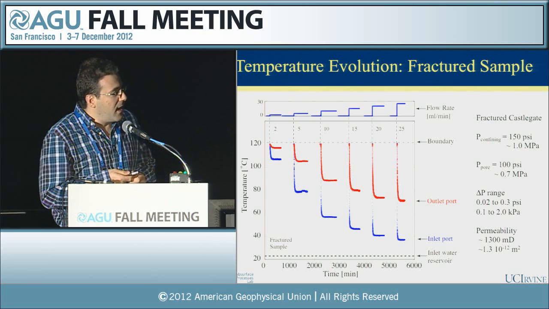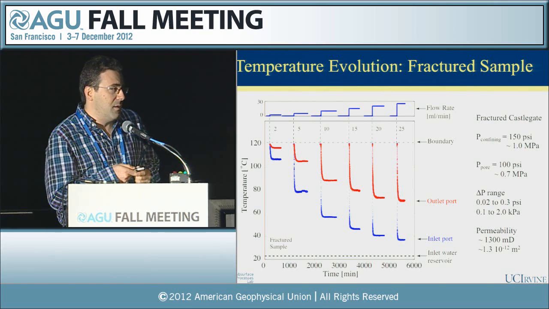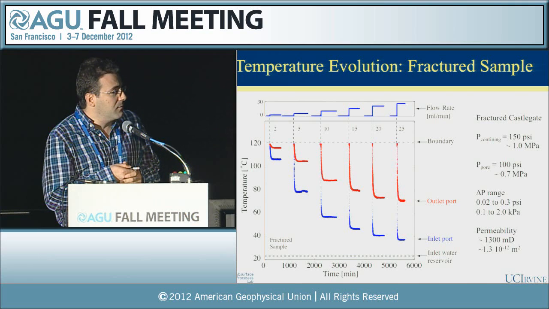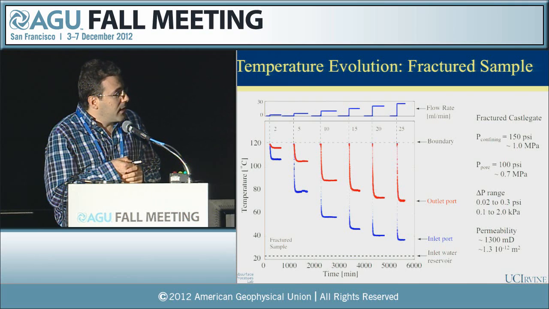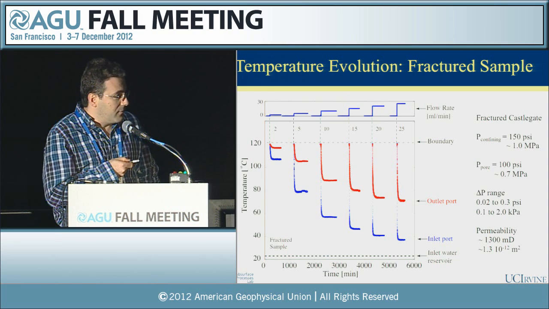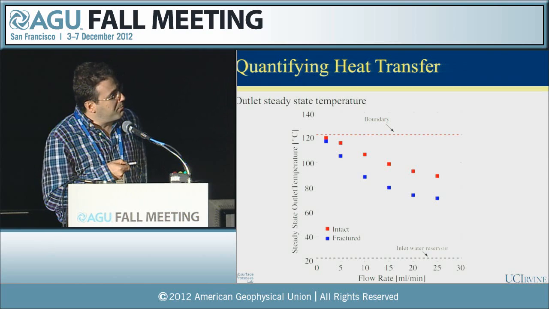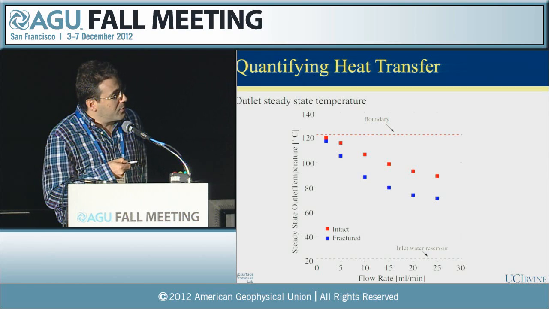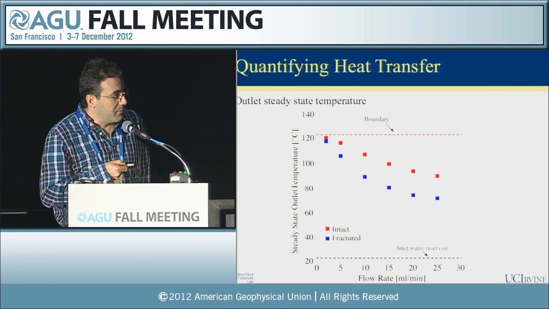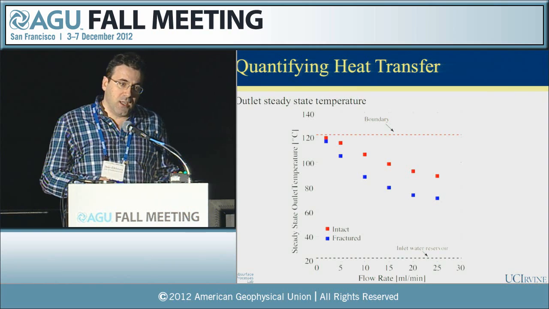So for today, I'm just going to focus on the steady state temperature, given the limitations of time, of course. So I will look at these values of steady state temperatures as a function of the flow rate for these two experiments. And here it is. Here I'm plotting steady state temperatures in red for the intact sample and in blue for the fractured sample. Of course, there is no surprise here, as you would expect.